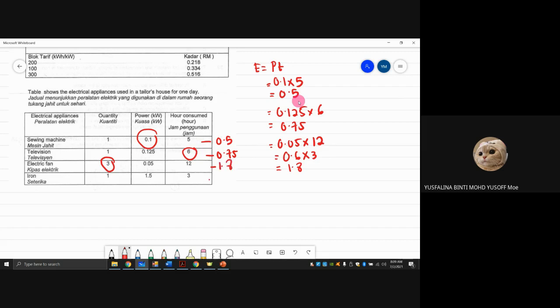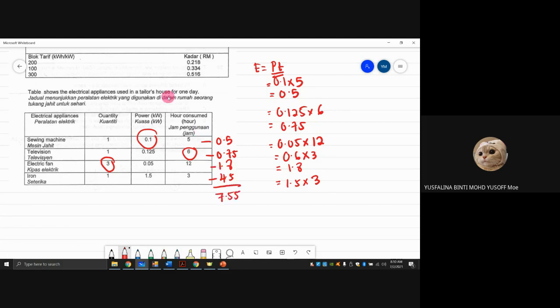And then for the iron, it is 1.5 kilowatt. Same formula, still PT. 1.5 times how many hours used? 3 hours. So you got 4.5. This is only for 1 day. Then we just add all that: 0.5 plus 0.75 plus 1.8 plus 4.5. You will get 7.55.